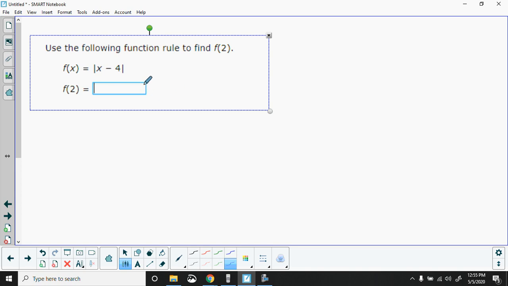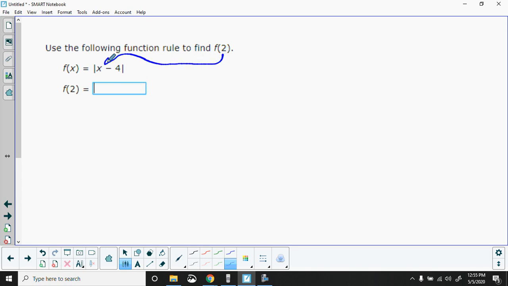Use the following function rule to find f of 2. So plug in the 2. So 2 minus 4. 2 minus 4 is a negative 2, and this is just like that example earlier. The absolute value of negative 2 is 2. It's always a positive answer.